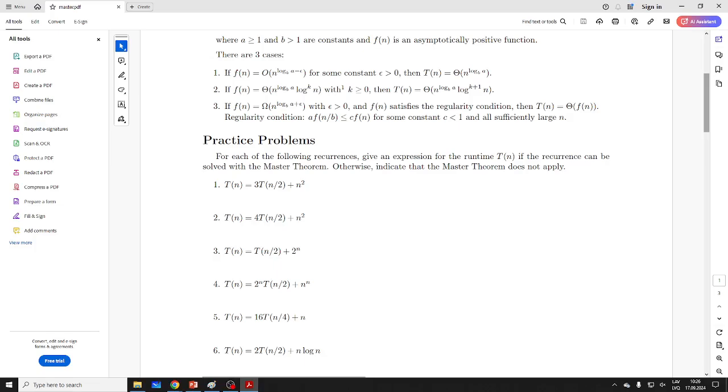That's k here. So that means the answer is not going to be n log n, it's going to be n log n squared, because we have to increase by 1. K plus 1, with this part here. We have to increase by 1. And that's tricky. Let's double check.